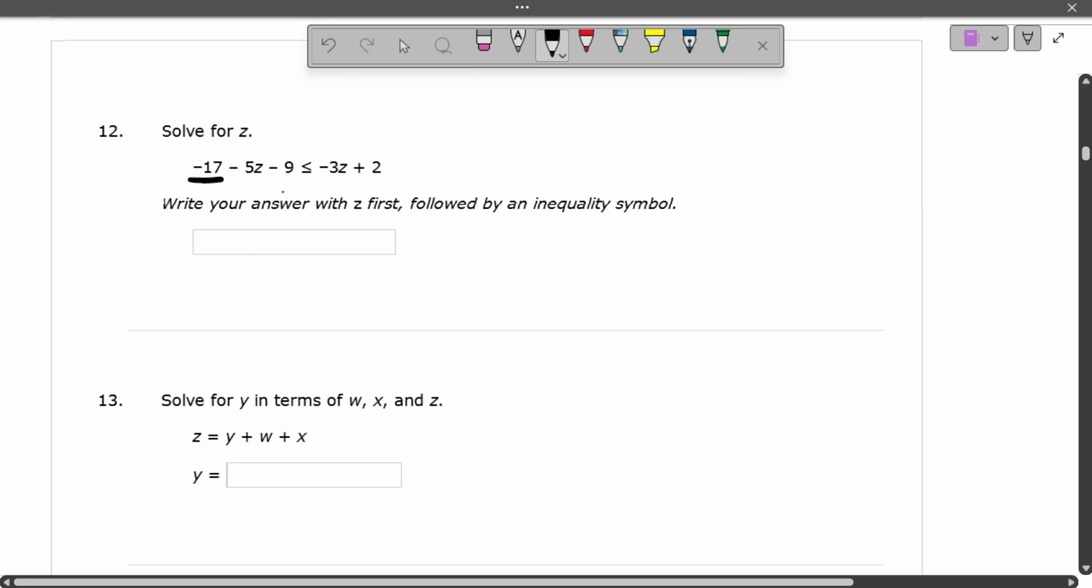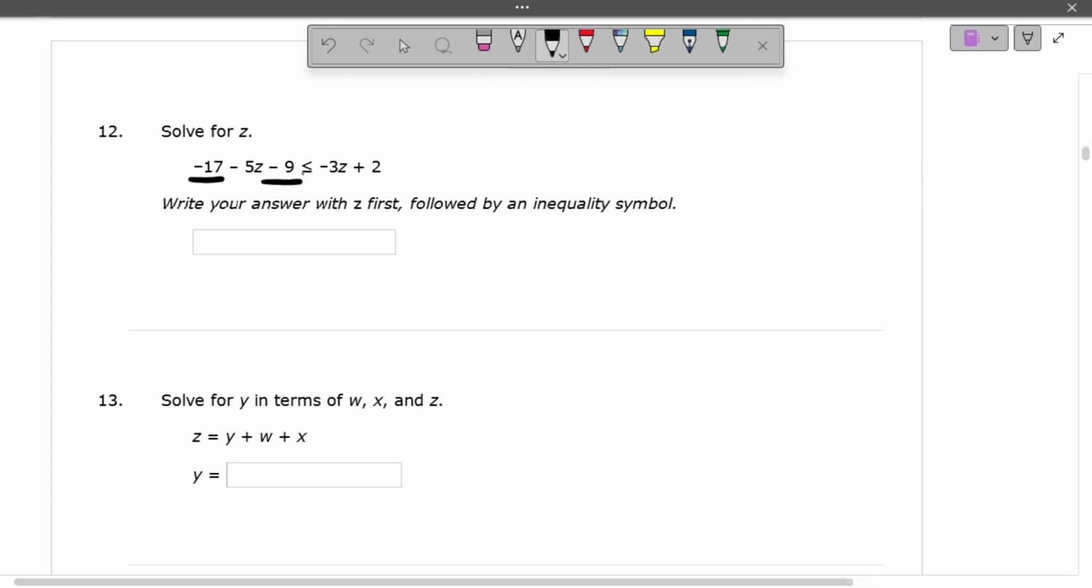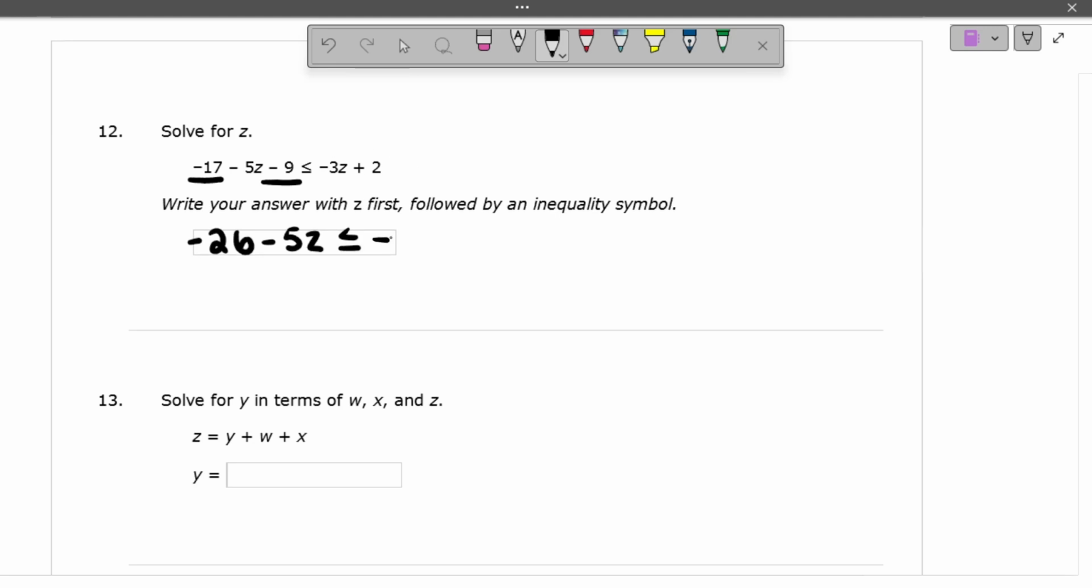First step, we combine all like terms, and it looks like we have a negative 17 and a negative 9 on this side that we can combine. So that will end up being a negative 26. And then we bring down our minus 5z, and then we'll bring down the rest of the other side of this equation because it's already as simple as we can make it. So I've rewritten that, and now let us bring our z terms just to one side of the equation.